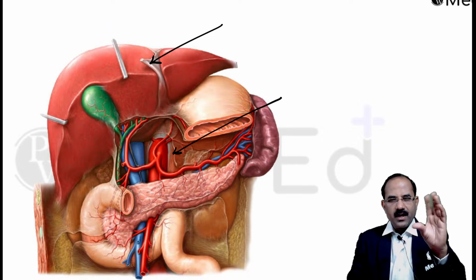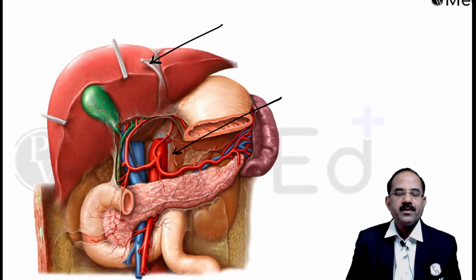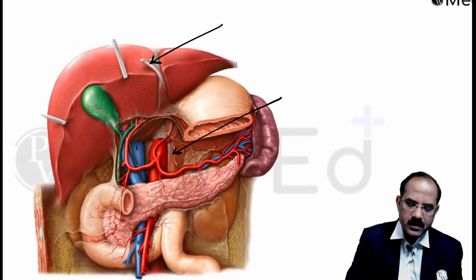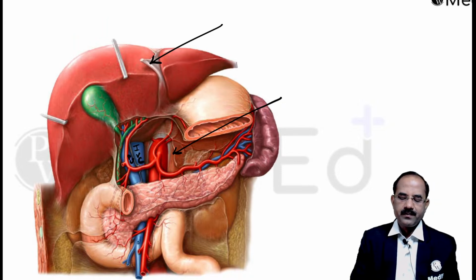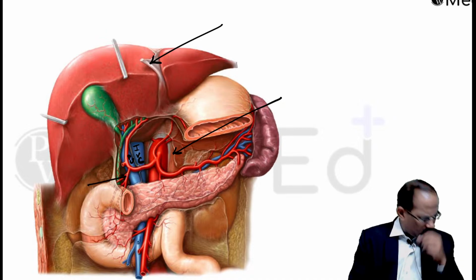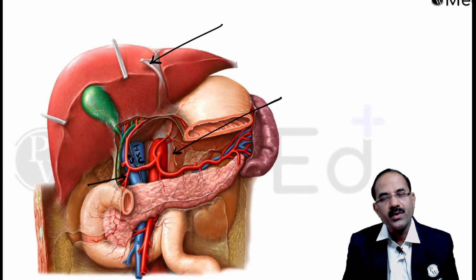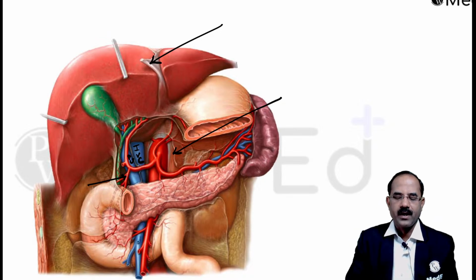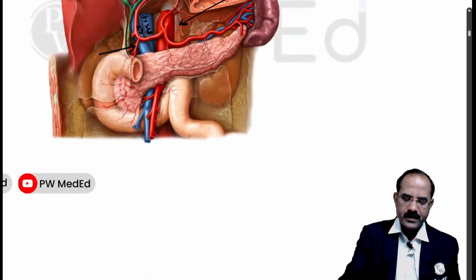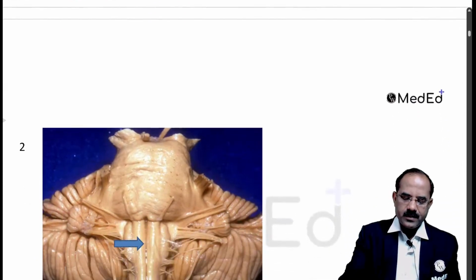Just remember this. Visuals can come for you. What is this? This is the IVC. That's the portal vein. And what is this artery? That's the gastroduodenal artery. Perfect. Come on, we go to the next MCQ.